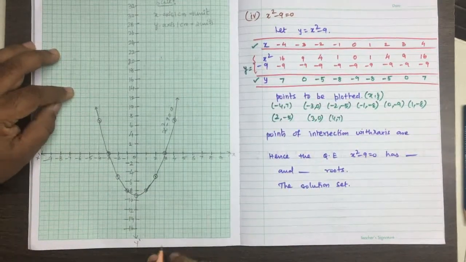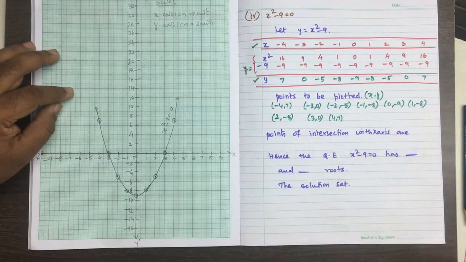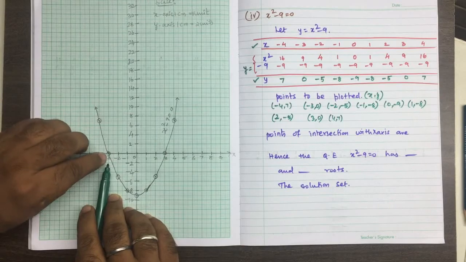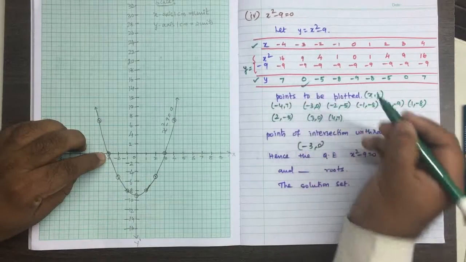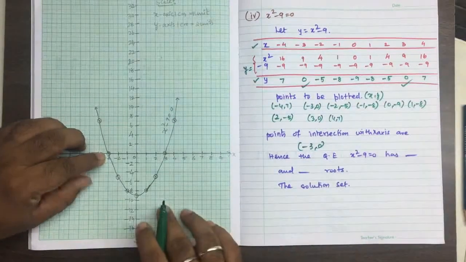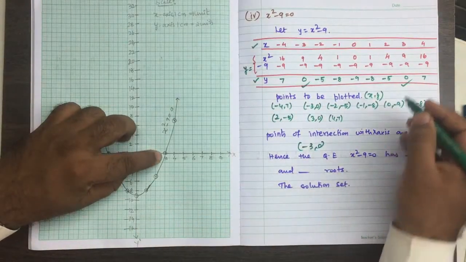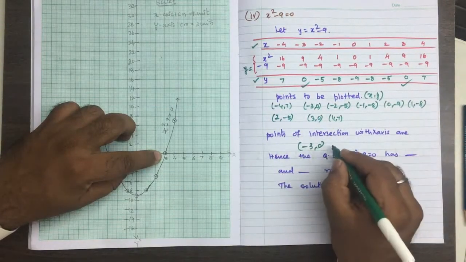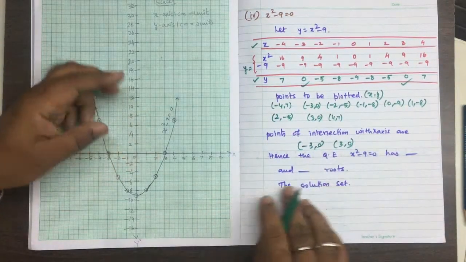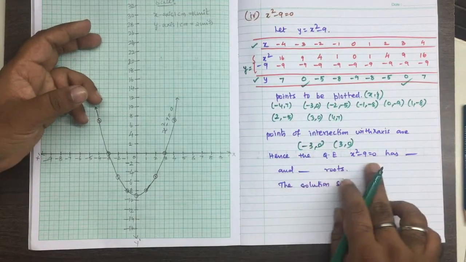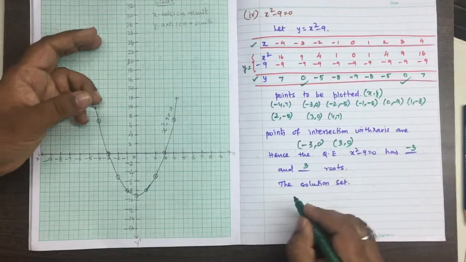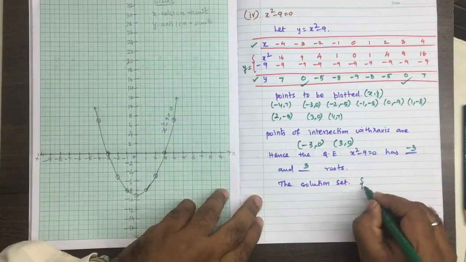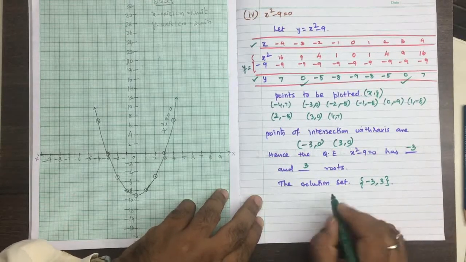Now we have to see the points of intersection with the x-axis. They are minus 3, 0 and 3, 0. The quadratic equation has minus 3 and 3 as the roots, and the solution set is minus 3, 3. That's it in this type of problem.